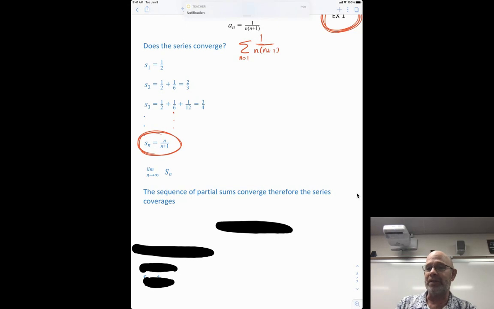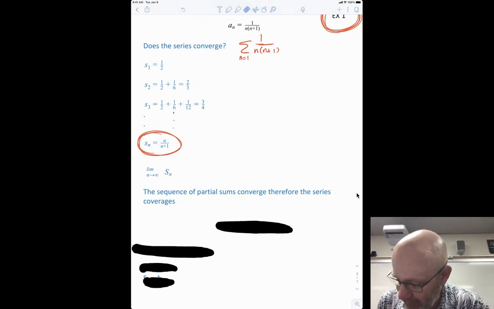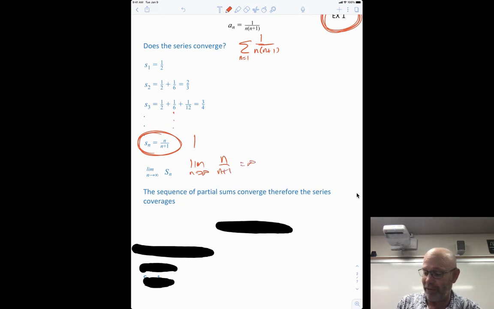Okay, so what does it equal? Well, we just take the limit. Let me write it up here for you. The limit as n approaches infinity of n over n plus 1. It's just the higher power rule, or it's infinity over infinity. You could take derivatives, but it's equal to 1. So that means all of these terms, infinitely many terms, add up to 1.